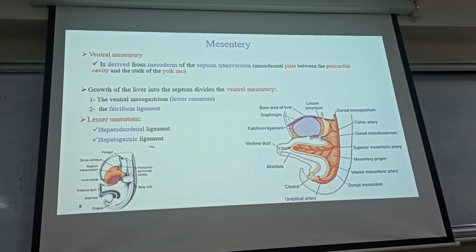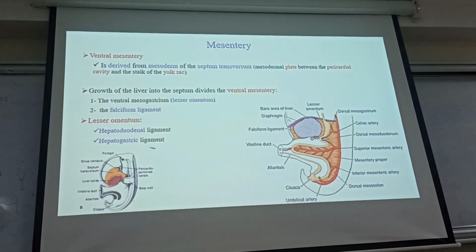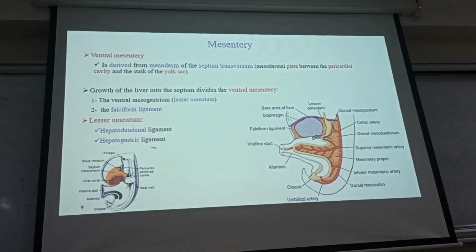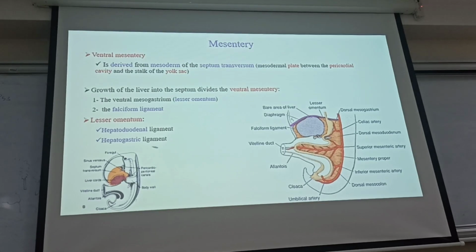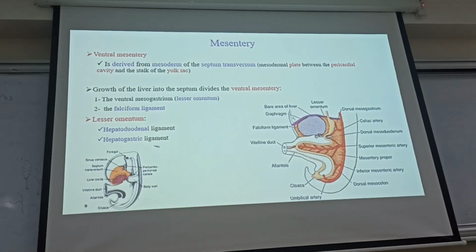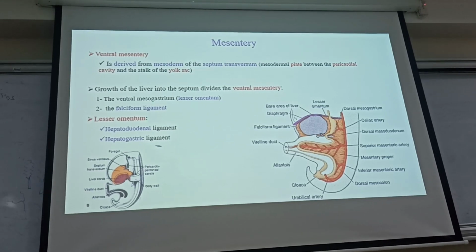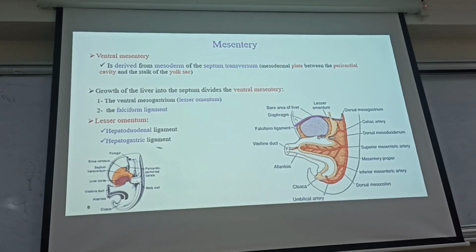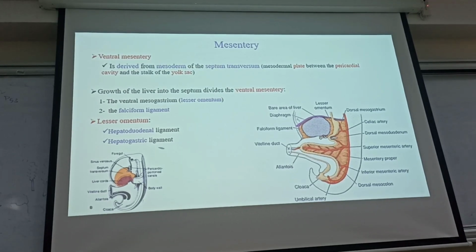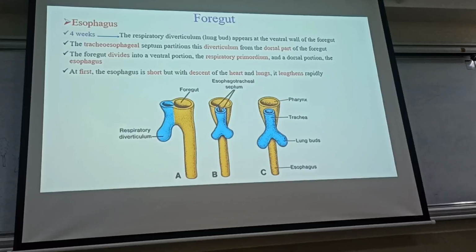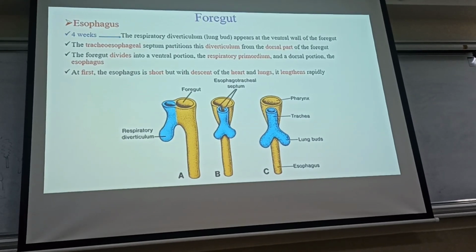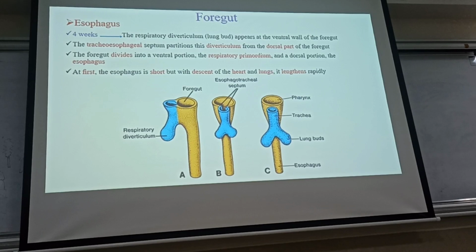Please tell me the origin of the hepatogastric ligament. Mesoderm of septum transversum. What is the origin of the hepatoduodenal ligament? Mesoderm of septum transversum. Okay. In this slide, I'm going to explain about the development of the esophagus.